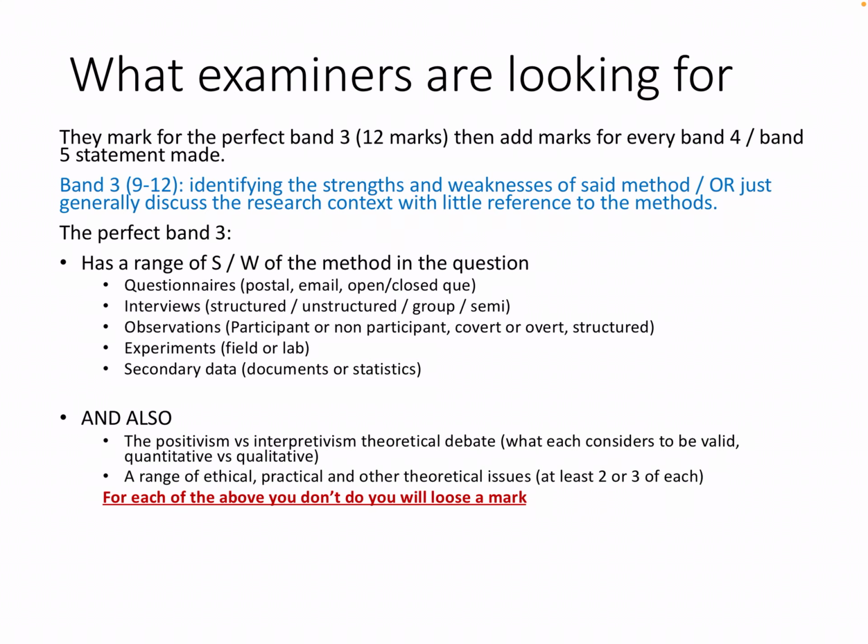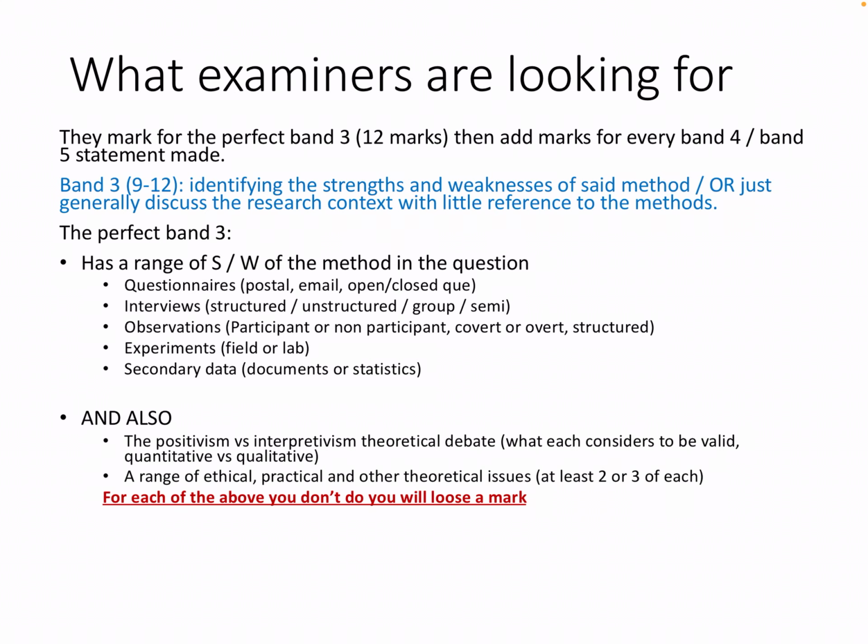But the weird thing about the methods in context essay is that for each of the above that you do not do, you will lose a mark. Okay? So say I've marked and I've said, right, there's loads of strengths and weaknesses about this method. This is a really good 12, band 3. But then I say, oh, hang on, they haven't done the positivism or interpretivism debate. I'll take one off. I'll be like, oh, actually, they've only done one ethical point. I'll take another one off. And then I say, oh, actually, they've not done any practical points. I'll take another mark off. Okay? So you must make sure you do each of those things in order to get the perfect 12.